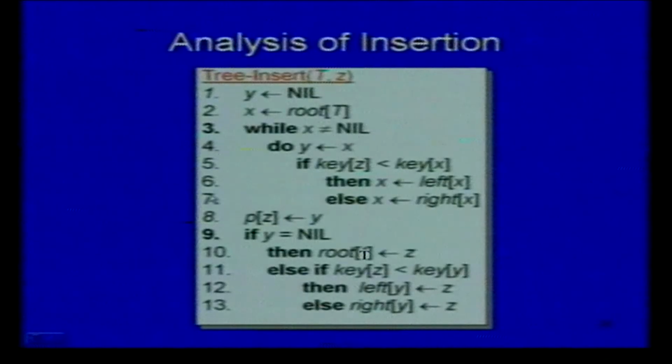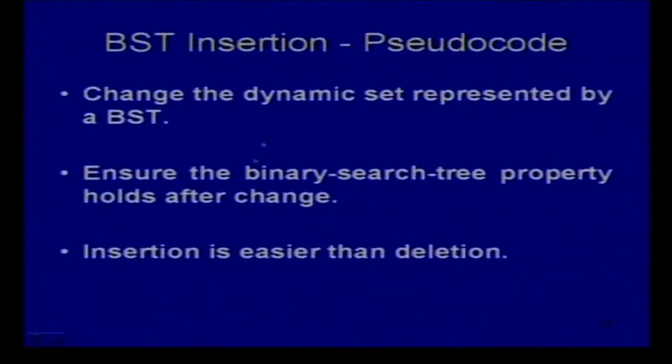So, let us look at this algorithm a little more in detail. You have a pointer to t and then you have z, which is the node that you want to insert. Now, let us look at the pseudocode for insertion. Actually, these points are not meant only for insertion, they are meant for insertion and deletion.